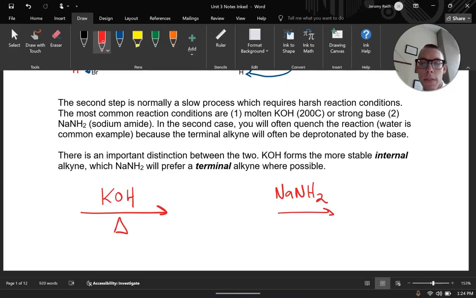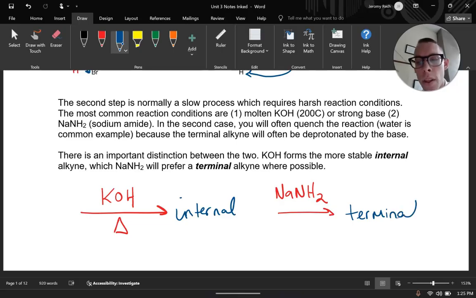However, there is one important difference between these in terms of where they're going to make your triple bond, especially if you have a geminal dihalide, and that's when they're on the same carbon. The main difference is that in the case of KOH, you're going to prefer internal, whereas your sodium amide is going to prefer terminal or outside. We'll walk through an example in a second to show examples of both of these and why it occurs. But that is one important difference. So KOH inside, NaNH2 outside.